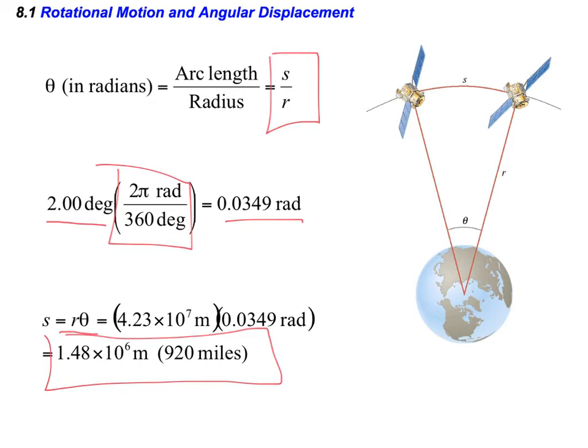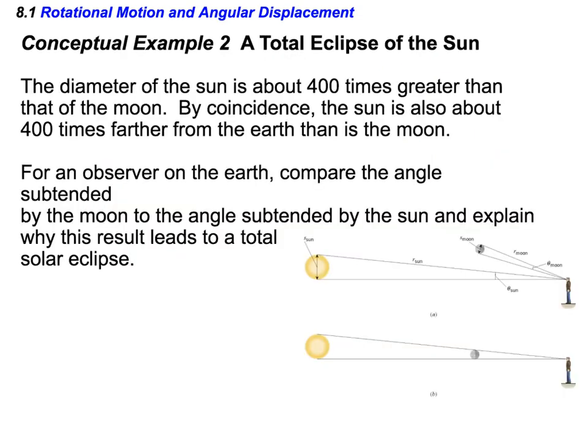Now remember, this doesn't tell us that the two satellites are 920 miles apart. They have an arc length between them of 920 miles. So this satellite here will have to travel 920 miles along its circular path to get to the position of that satellite. Let's look at a conceptual example here.